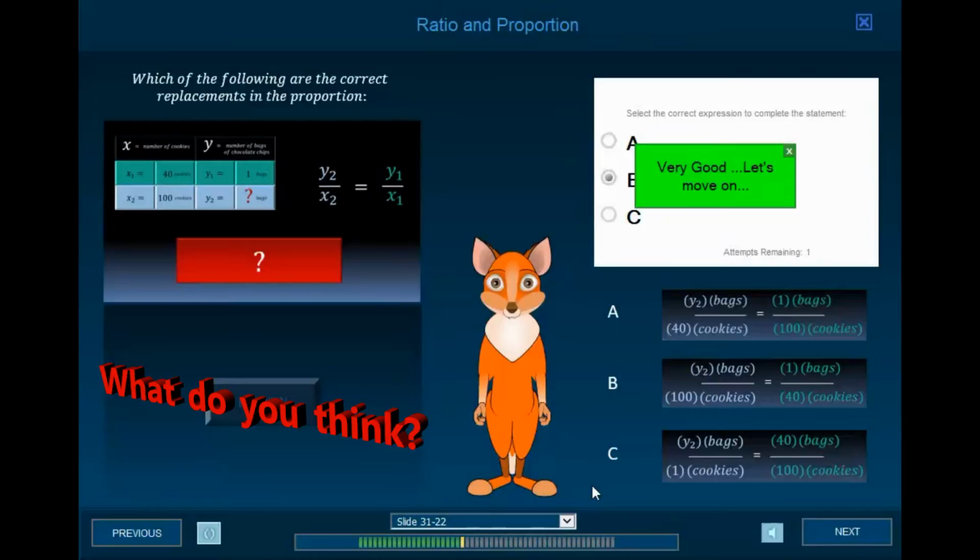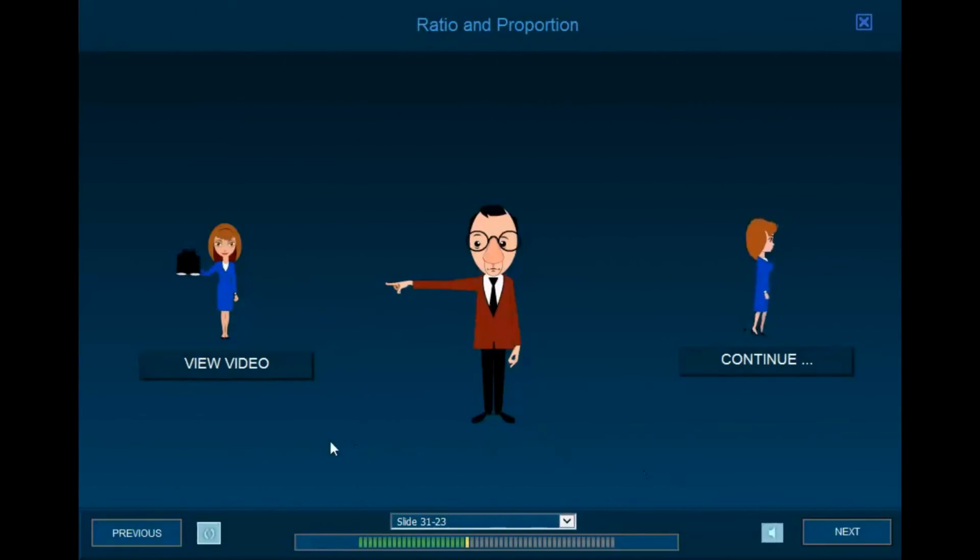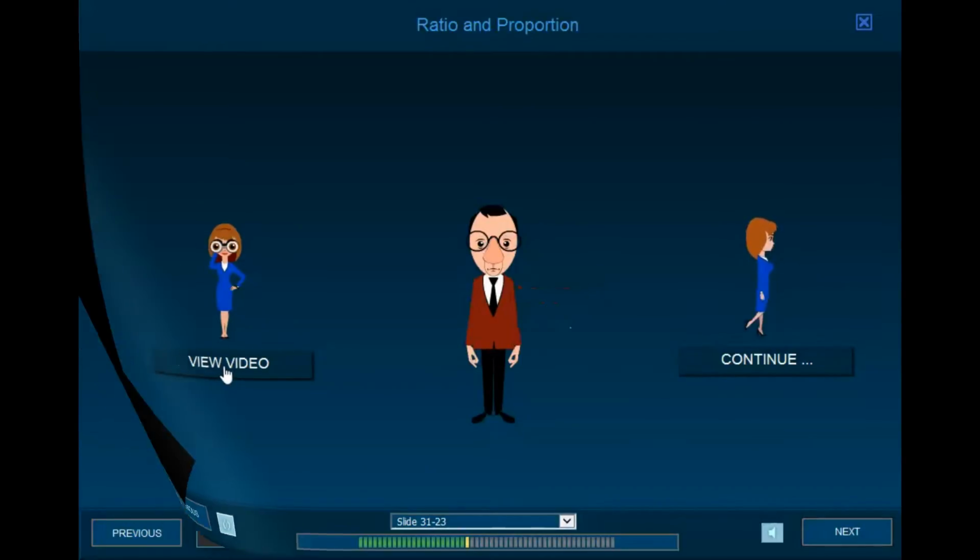You're right. Answer choice B are the correct replacements in the proportion. Click here as we go on to our next step in solving the proportion. When you're done with the video, be sure to click here to continue with your work.